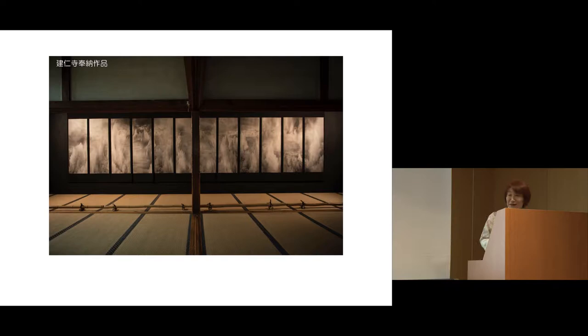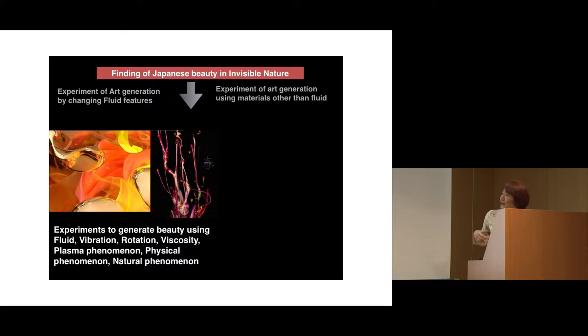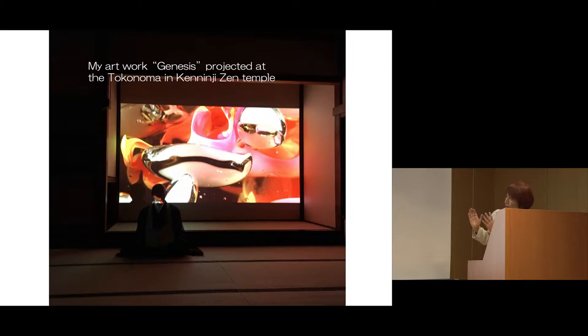And this is non-drawing sumi ink painting. This is digital photography, almost 1,000 crowd photographs manipulated in a digital way, made into a 12-panel scroll, like this. Then this is another way of invisible nature using a high-speed camera, 2,000 frames per second, shown like a scroll in the tokonoma at Kenninji Zen Temple.